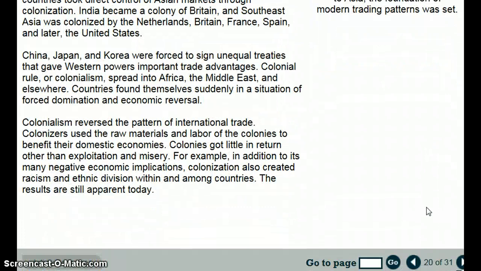Colonialism reversed the pattern of international trade. Colonizers used the raw materials and labor of the colonies to benefit their domestic economies. Colonies got little in return other than exploitation and misery. For example, in addition to its many negative economic implications, colonization also created racism and ethnic division within and among countries. The results are still apparent today.